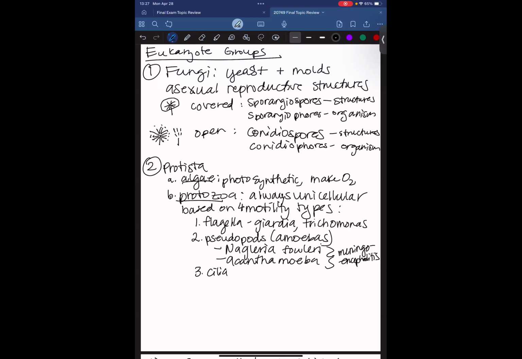Okay. Cilia. And then our last one are our non-motile, which are known as apicomplexans. And this includes diseases like malaria. There are other ones too, but this is an obvious one, I feel like. All right. So that's our protista. And then we had the helminths. These are all animals. These are our parasitic worms.